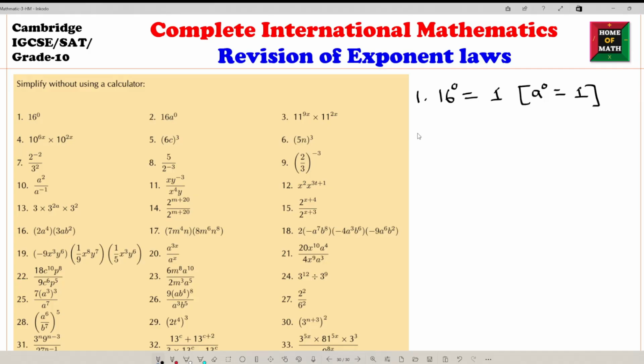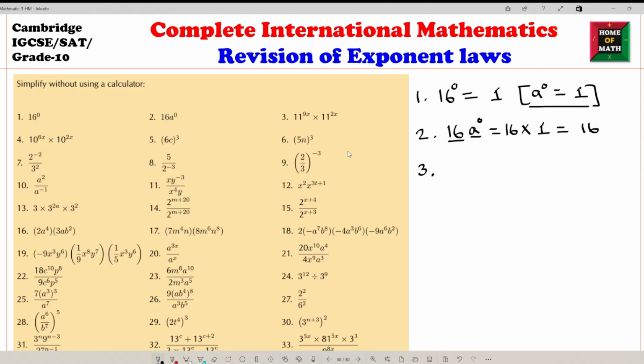Number 1 done. Then number 2, 16a to the power 0. Look, this is 16, we can write here, times a to the power 0, which means 1. So our answer is 16. Here, a to the power 0 equals 1 is a very important law.